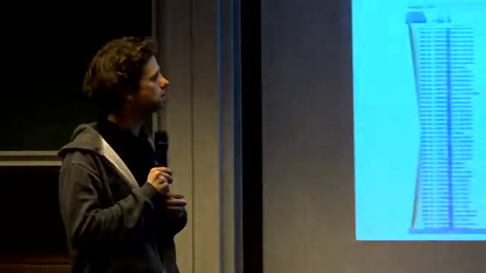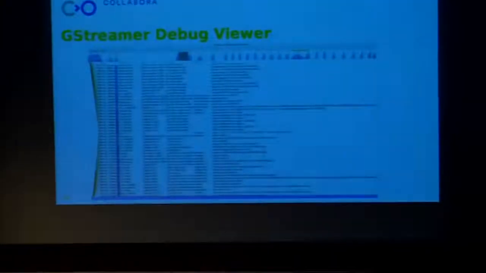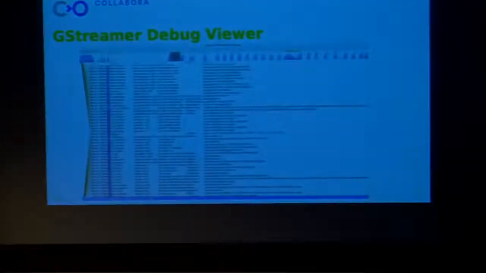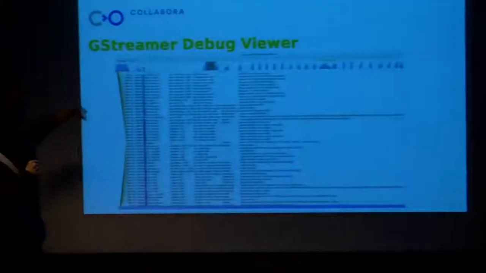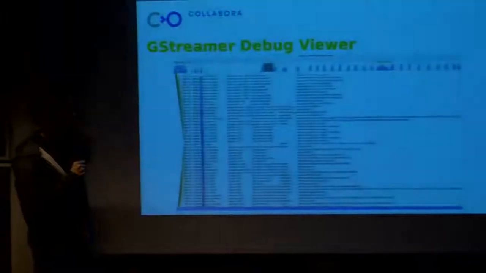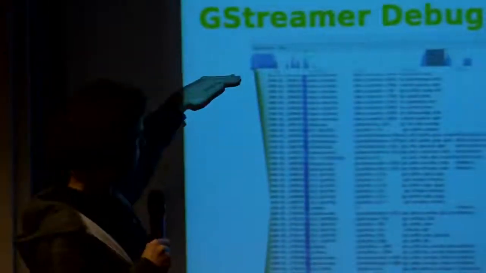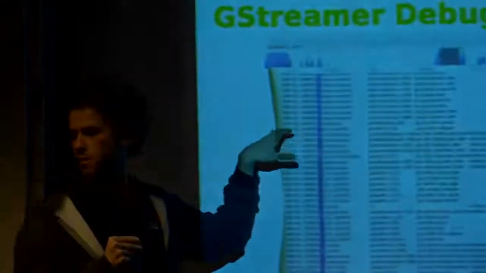A nice one is the GStreamer Debug Viewer, which is a nice Python graphical application, part of the GStreamer developer tools set. You can find it in the GStreamer Git repository, and it will parse the full log and give you a graphical interface to look at it. You see on the top bar some kind of graph over time of when the logs are being generated, because each log is associated with a timestamp.